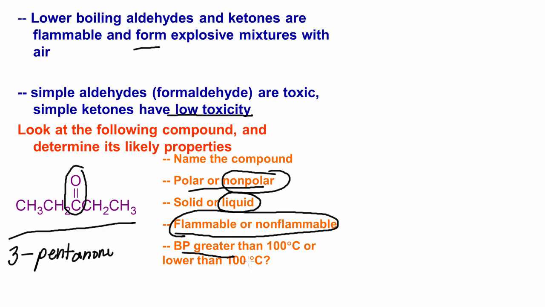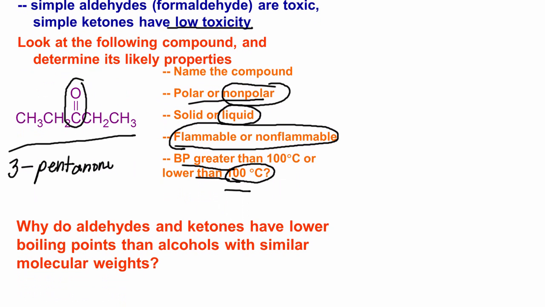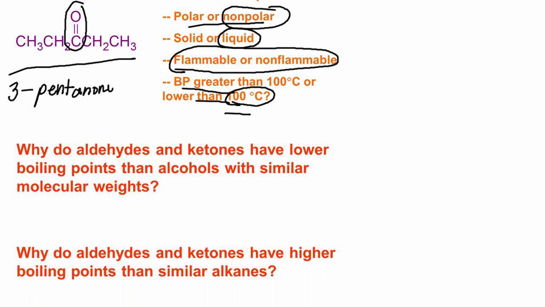And would the boiling point be greater than or less than 100 degrees Celsius? Well, probably less than 100 degrees Celsius, considering that you mainly have dispersion forces here, and there is no hydrogen bonding between these 3-pentanone molecules. So I would say it's less than 100 degrees Celsius. We can determine some of the properties of these compounds by just looking at the structure.